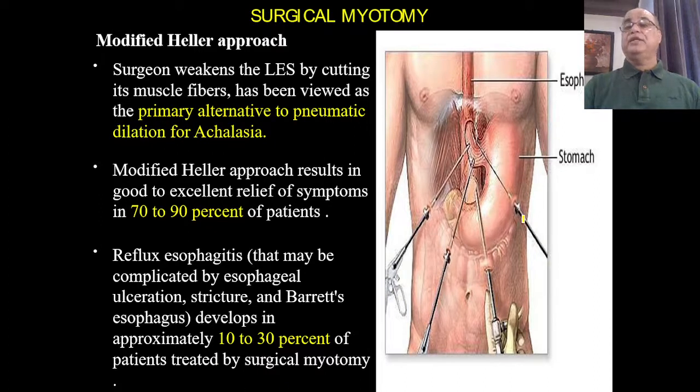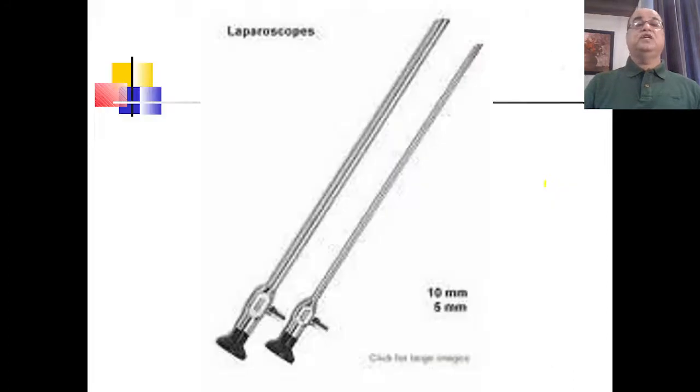As in the picture you can see, this is being done laparoscopically, and these are different ports which have been used through the abdominal holes, and then you do the myotomy of the muscles of the lower esophageal sphincter. These are the endoscope, laparoscope and trocar cannulas.